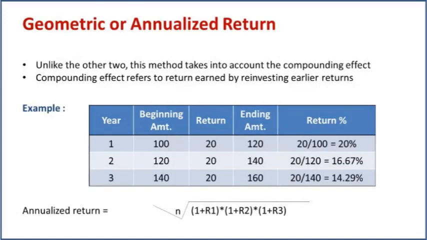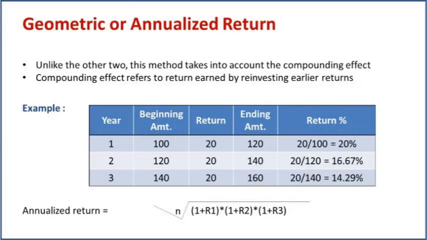Now let's move on to the third type, which is the geometric return or annualized return. The geometric method is the most scientific and accurate method of all, and it is widely used to compare returns of different investment options. Unlike the other two, this method takes into account the compounding effect. Compounding effect refers to reinvestment of returns earned.